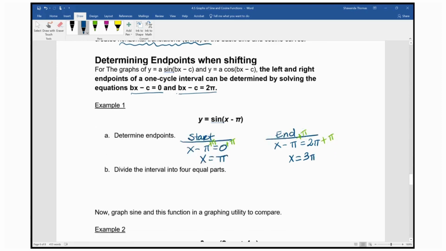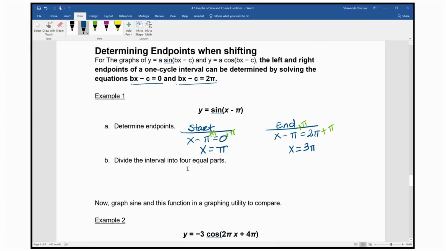All right, again, it says divide the interval into 4 parts. How do we divide intervals into 4 parts? We take the period and divide it by 4. Now let's talk about the period. What was the formula again for the period of a function? 2 pi over b. And our b in this case is 1. It's just 1.